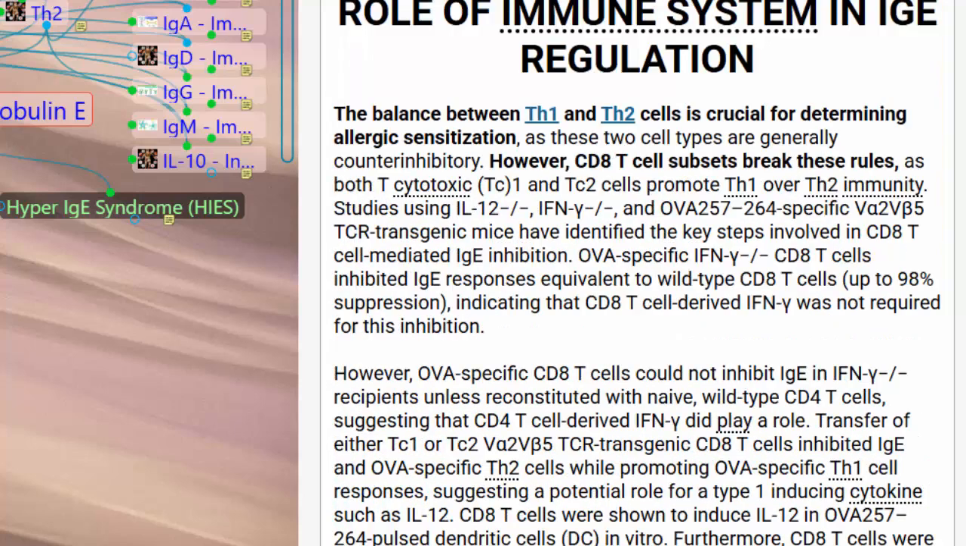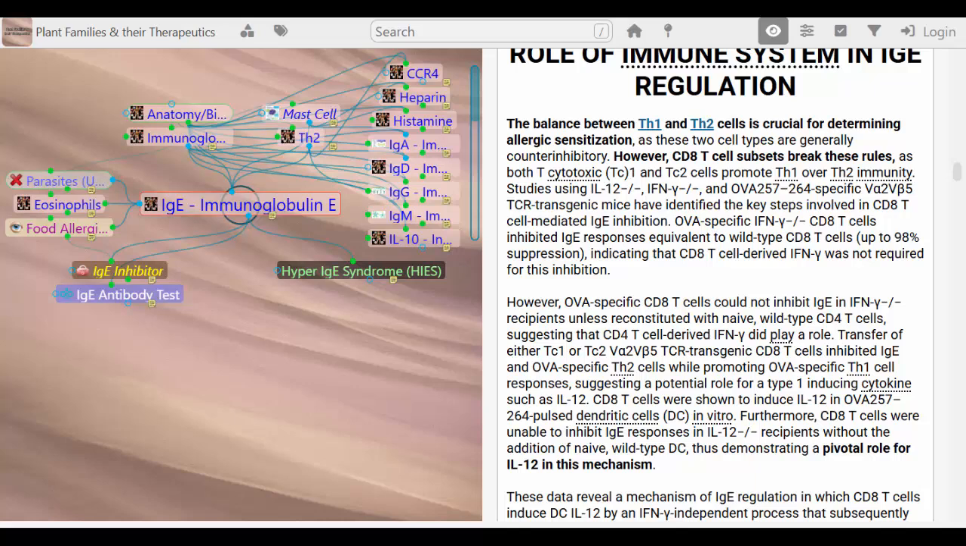I'm going to invite you to come in the database and read up on this section about the role of the immune system in IgE regulation. Just a few quick points here. The balance between T helper cell 1 and T helper cell 2 cells is crucial for determining allergic sensitization. So when we're struggling with allergies, obviously one area that we might want to look at is how much immunoglobulin E is floating around to trigger our mast cells. And is there a way to inhibit production of so much immunoglobulin E that's natural?